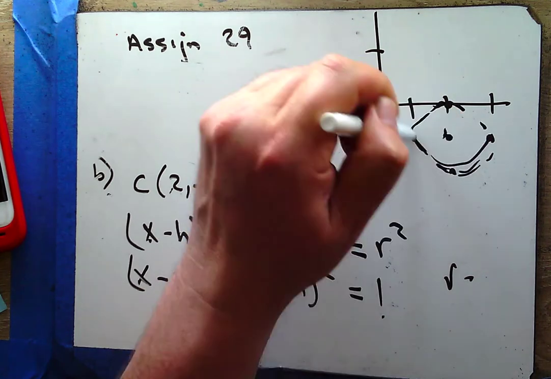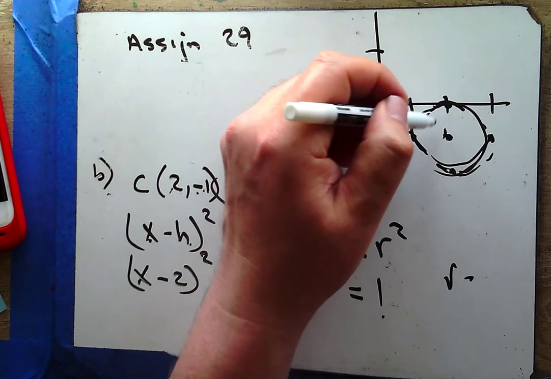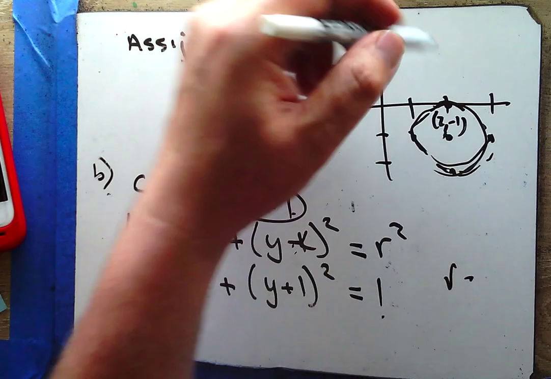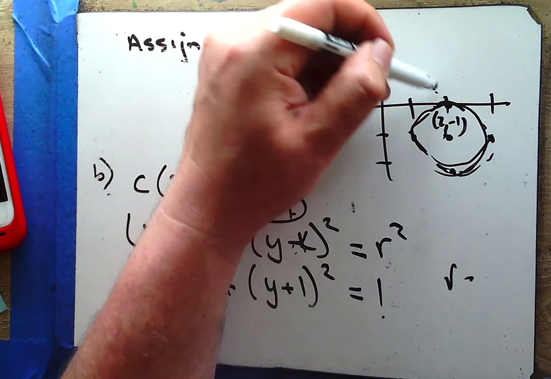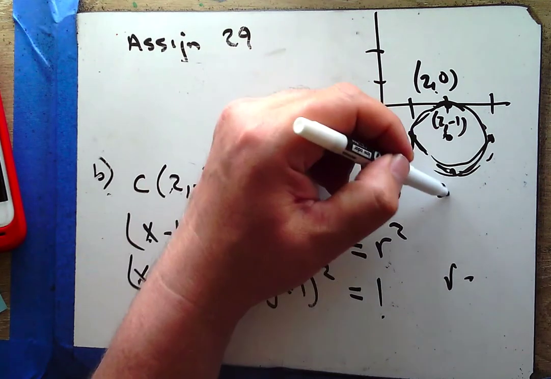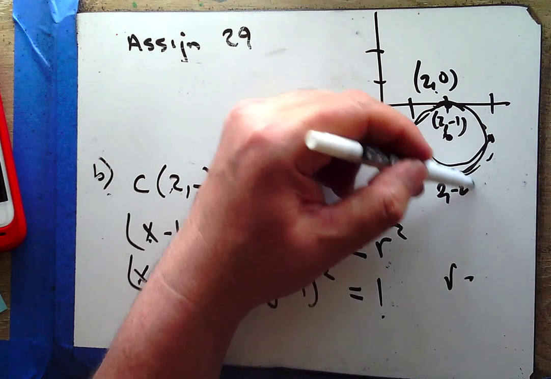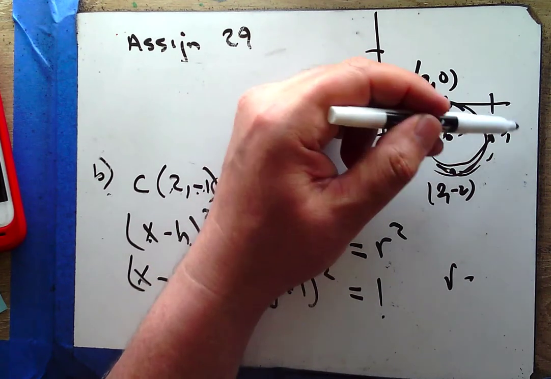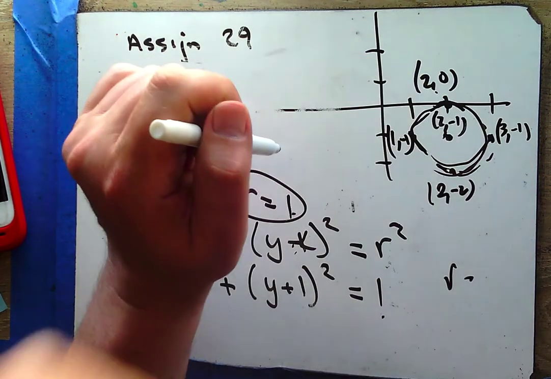And so there's my circle. Don't forget to label 2, negative 1, the center, and these cardinal points: 2, 0; 1, negative 1; 2, negative 2; and 3, negative 1. How did I find those?